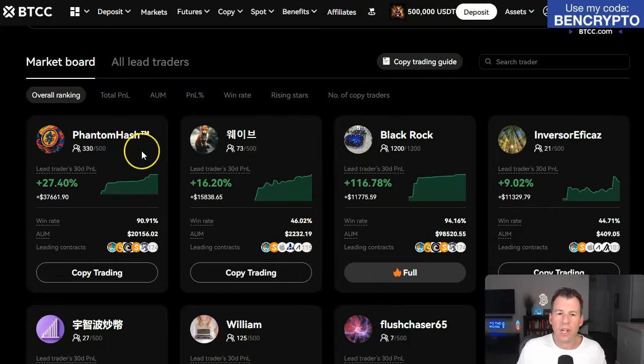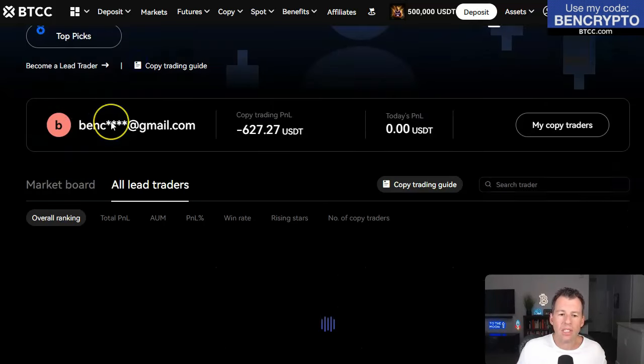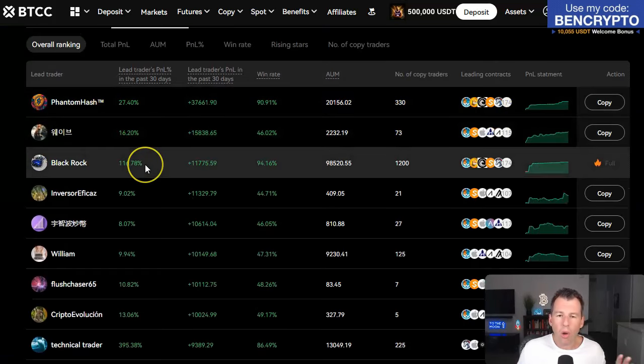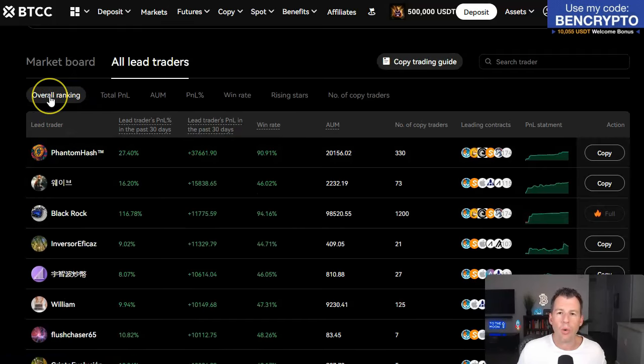So here is the leaderboard. You can either view it in sort of graphical representation, which is the market board tab, or I like to click on the all leaders tab. It just gives me all the traders sort of in numerical order like this. So we're currently on the overall ranking tab.